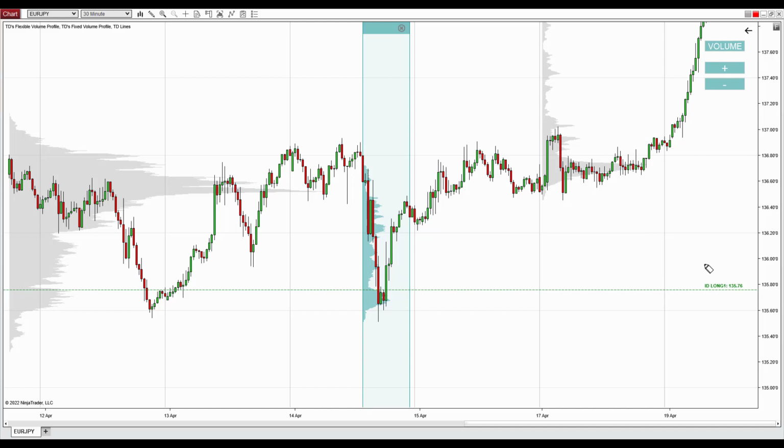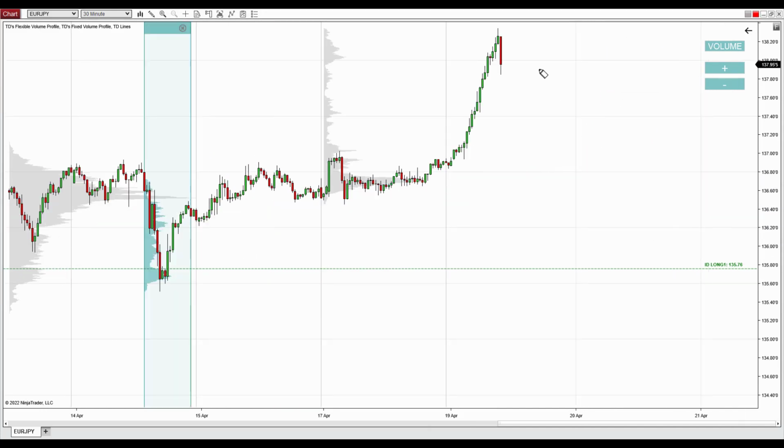So when there is a pullback to this zone at some point in the future, the support zone beginning at 135.76, I expect that those buyers will defend this zone and they'll push the price upwards from there again. This is the rejection setup where we trade with aggressive buyers who rejected lower prices. So that's about it. That's about today's trading ideas.